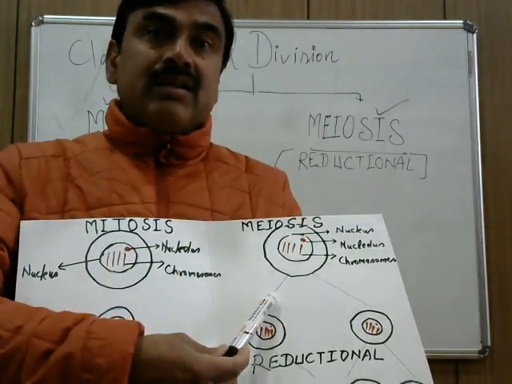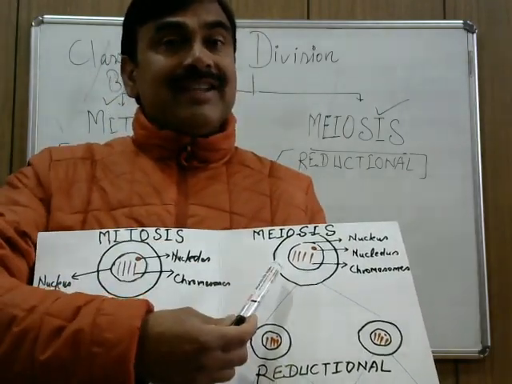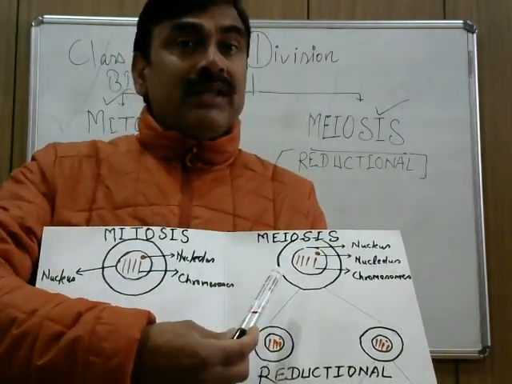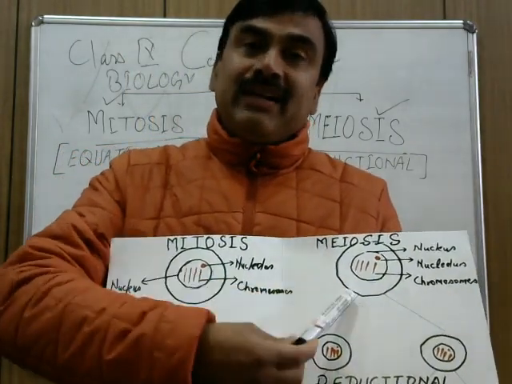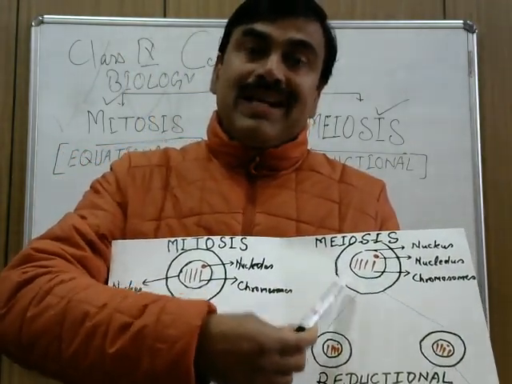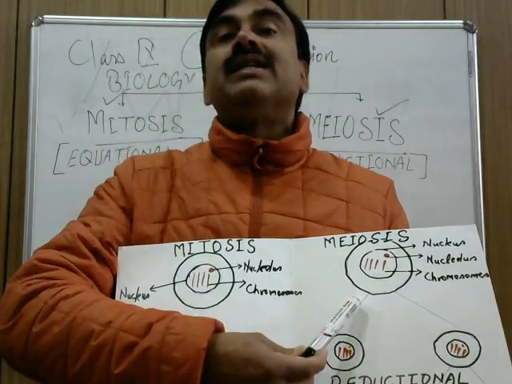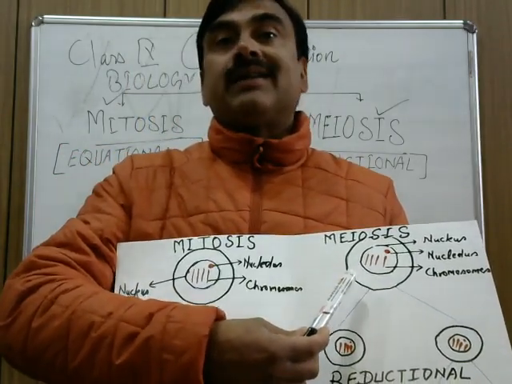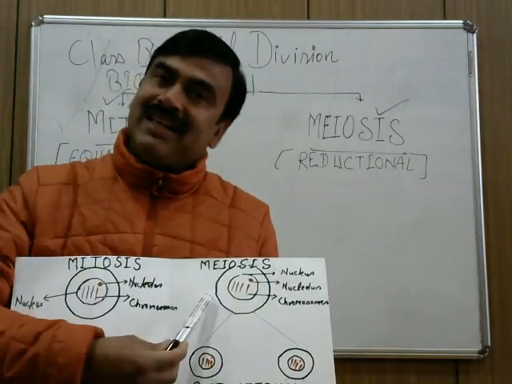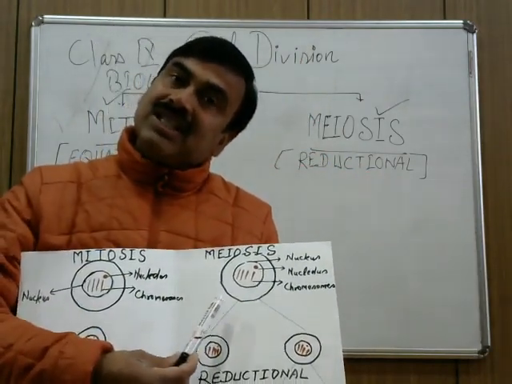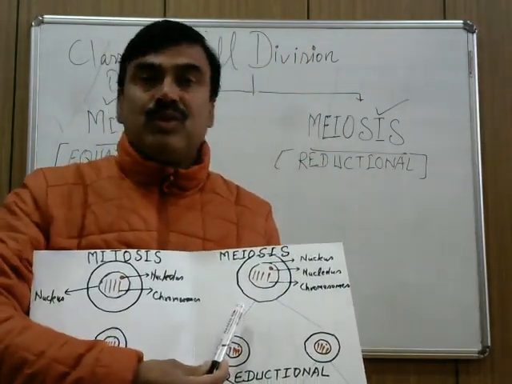And in this, exchange of genes, exchange of chromosomes between mother and father chromosomes takes place, and it also plays a significant role in variation. The characteristics of both mother and father are involved. Exchange of genes, exchange of DNA, exchange of chromosomes.